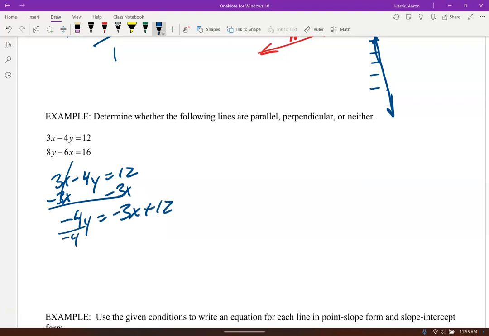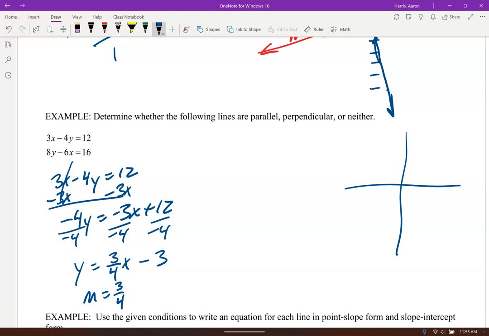Divide everything by negative 4. So y equals negative 3 over negative 4 is a positive 3/4. There's my slope. 12 over negative 4 is a minus 3. So my slope is 3/4. Okay? In fact, I'll give you a picture of that. Y-intercept negative 3, up 3, right 4. Okay, there's that first line.